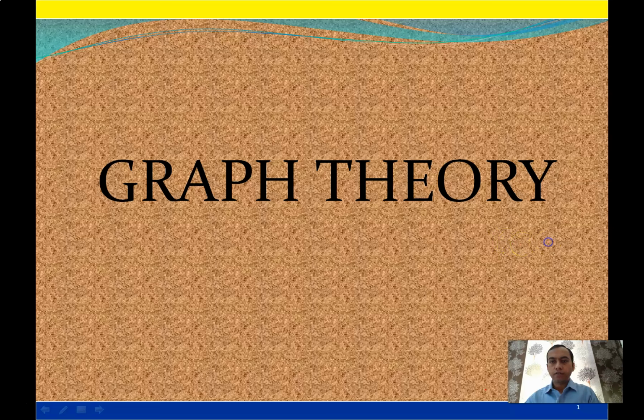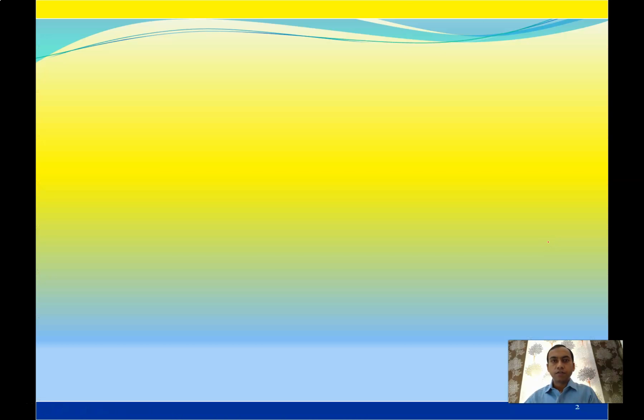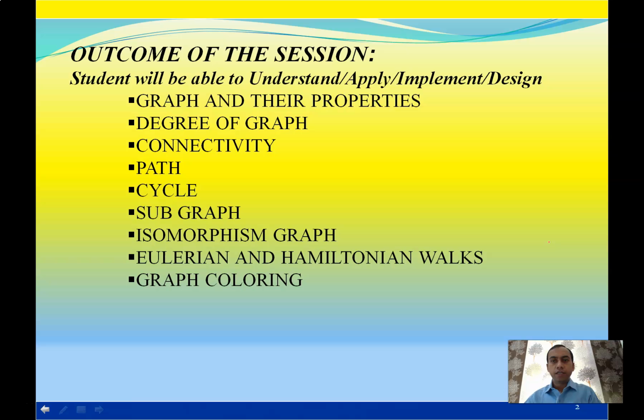In this lecture, we are starting a topic graph theory of discrete math. After attending this lecture, a student will be able to understand, apply, implement or design graphs and their properties: degree of a graph, connectivity, path, cycle, subgraph, isomorphism of a graph, Eulerian, that is Euler, and Hamiltonian path, walk and cycle, and chromatic number of a graph, that is graph coloring.